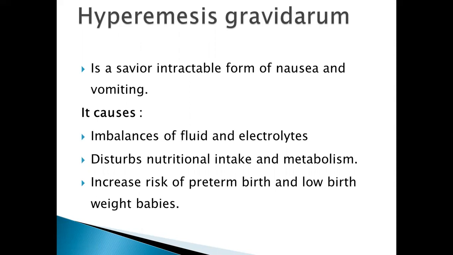Hyperemesis gravidarum. Nausea and vomiting in pregnancy are extremely common and affect about 70 to 80% of the pregnant population. But these symptoms are mild and mostly improve after 3 months of the pregnancy. However, hyperemesis gravidarum is a severe and intractable form of nausea and vomiting that affects about 2% of pregnancies.